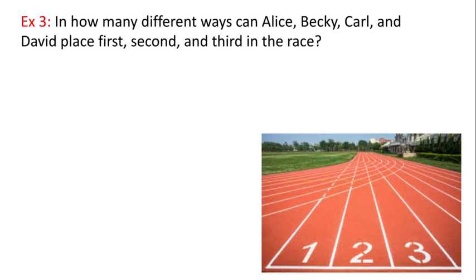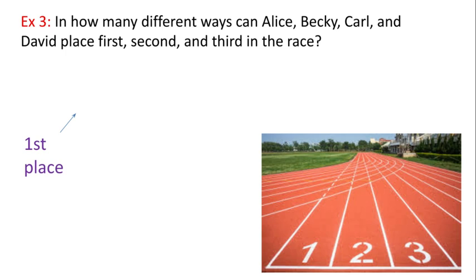Final example. Example 3. In how many different ways can Alice, Becky, Carl, and David place first, second, and third in a race? So these 4 kids are racing against each other. How many different ways could first, second, and third come out? Well, again, there are 3 choices here, or 3 things that have to be decided.